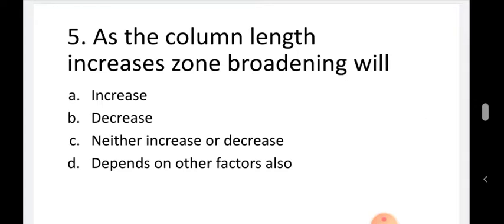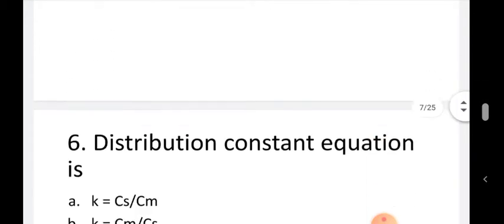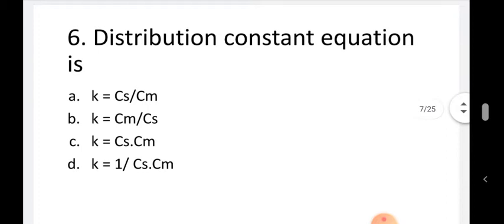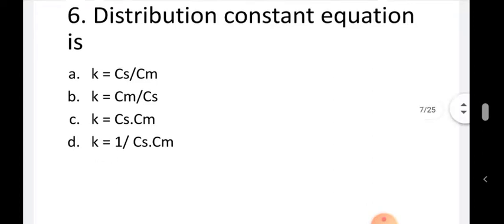As the column length increases, zone broadening will increase, decrease, neither increase nor decrease, or depends on other factors also. Well, as the column length increases, the zone broadening will increase. So the correct answer is A. Distribution constant is given by the equation K is equal to Cs by Cm, K is equal to Cm by Cs, K is equal to Cs into Cm, and K is equal to 1 upon Cs into Cm. The correct answer is A, K is equal to Cs by Cm.